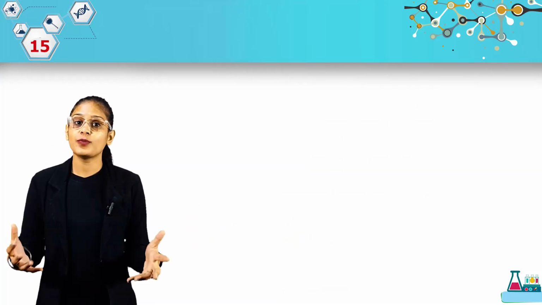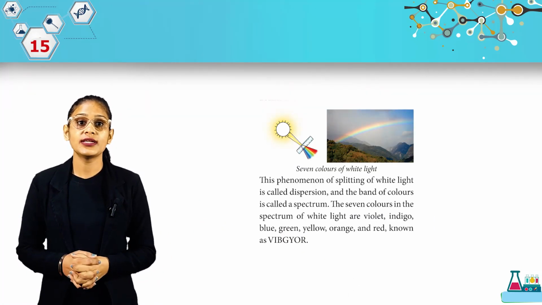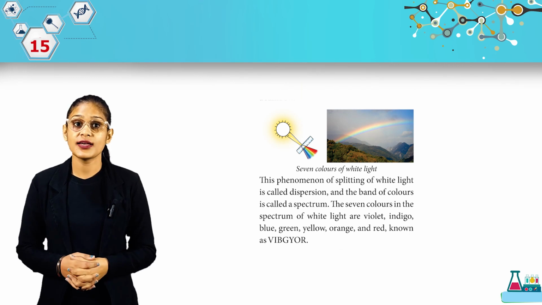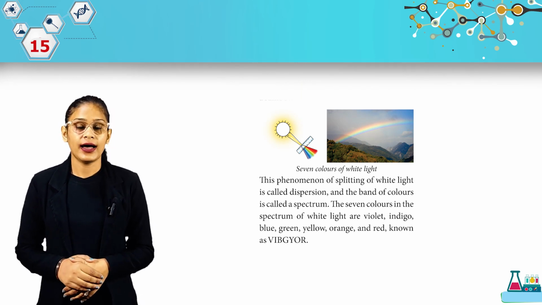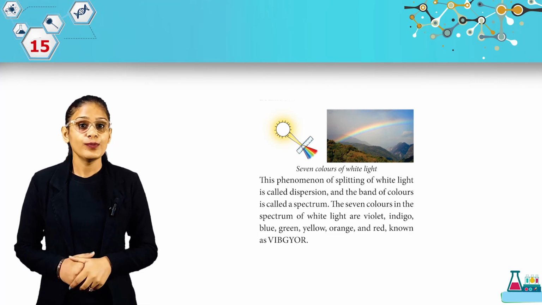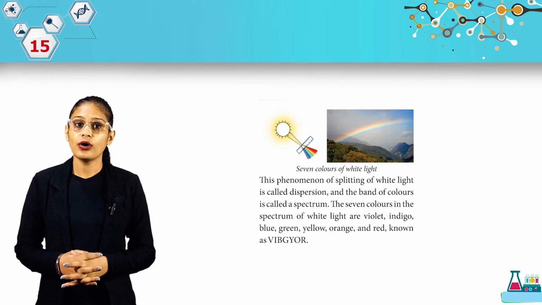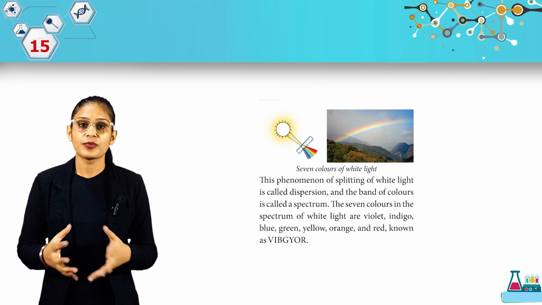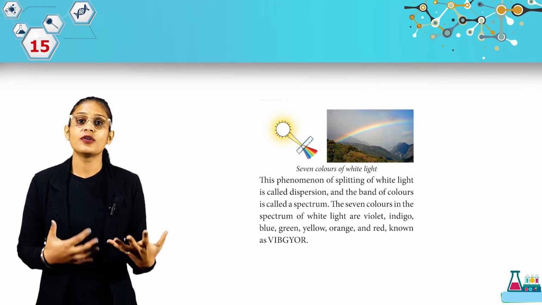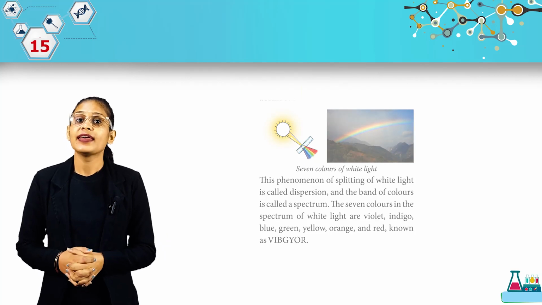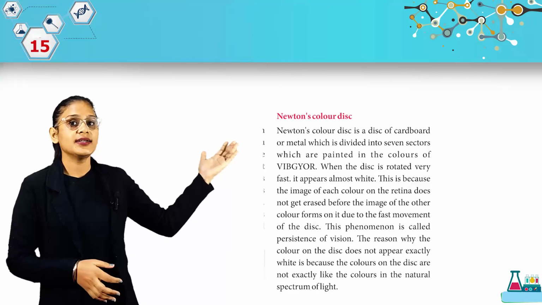This phenomenon of splitting of white light is called dispersion and the band of colors is called a spectrum. The 7 colors in the spectrum of white light are violet, indigo, blue, green, yellow, orange and red, known as VIBGYOR. So students, this band of 7 colors we call a spectrum, and how do we define it? VIBGYOR. Here we have Newton's color disk.